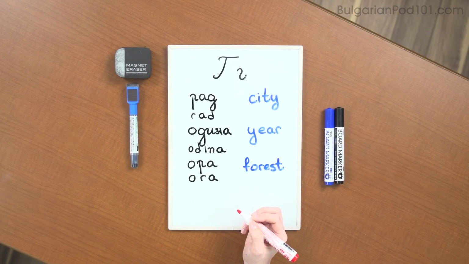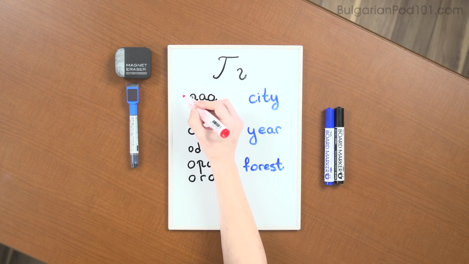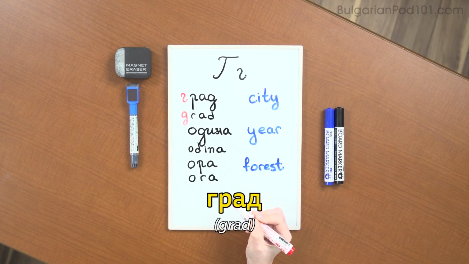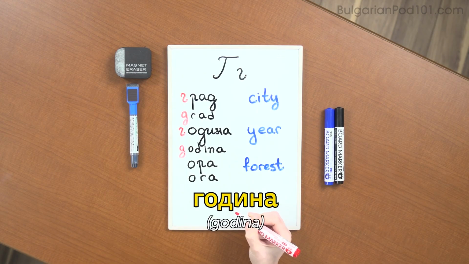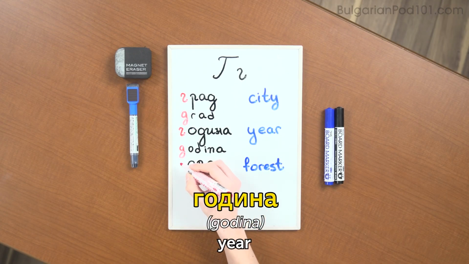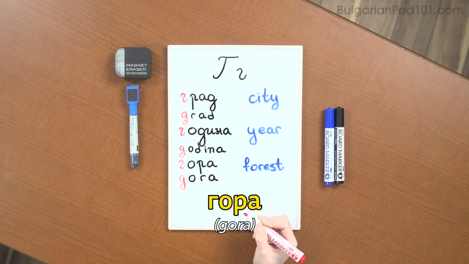Now let's practice. Write g for each of these words. Grad, grad. City. Godina, godina. Ear. Gora, gora. Forest.